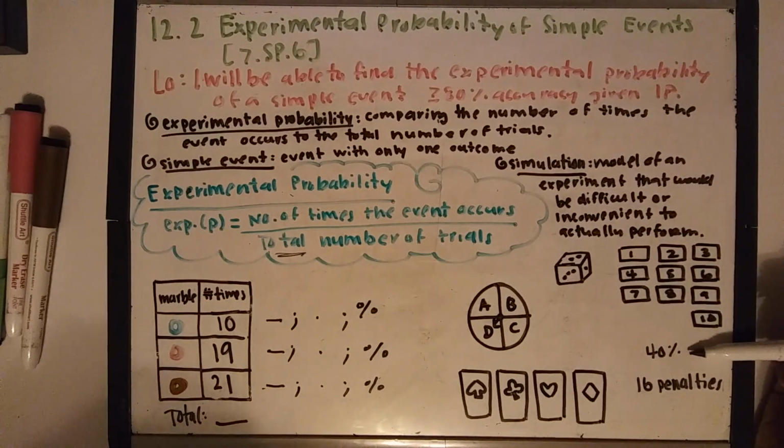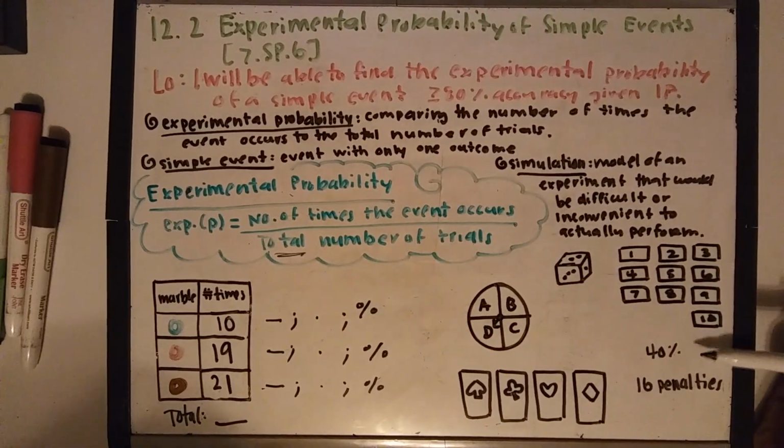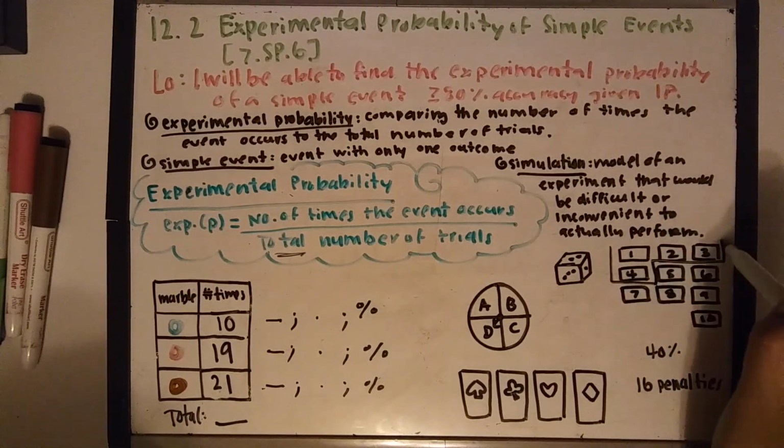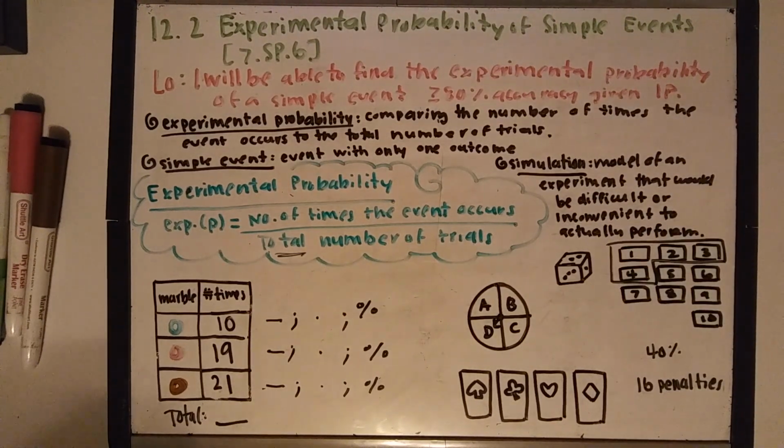If you know that he only makes 40% of the penalties, what you can do is grab a deck of cards, numbers 1 through 10. What's 40% of 10 cards? Four. So you can say, if I pull out a 1 through 4, that means he made it. If I pull out 5, 6, 7, 8, 9, 10, that means he's not going to make it.